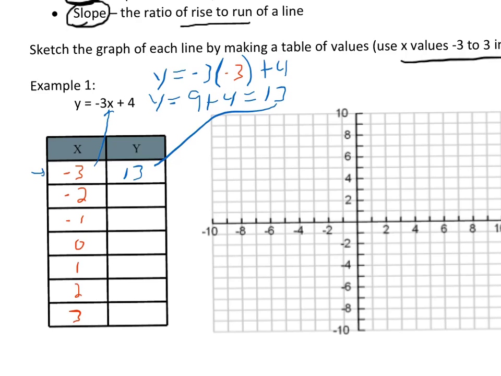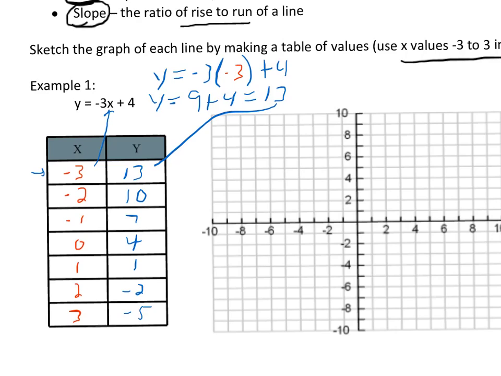And if we follow that same pattern by plugging in a -2, we'll get a 10. If we plug in a -1, we'll get a 7. Plug in a 0 and we'll get a 4. Plug in a 1 and we'll get a 1. A 2 will give us a -2, and a 3 will give us -5.